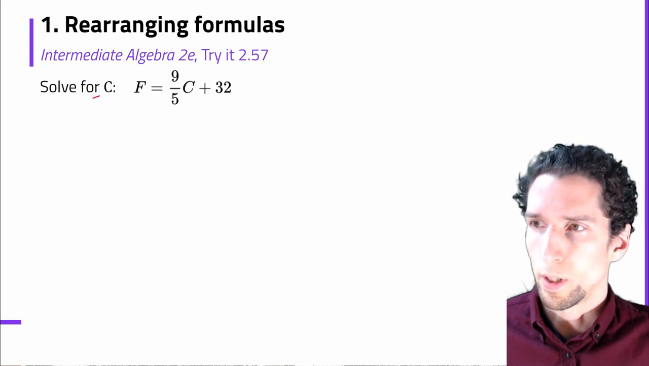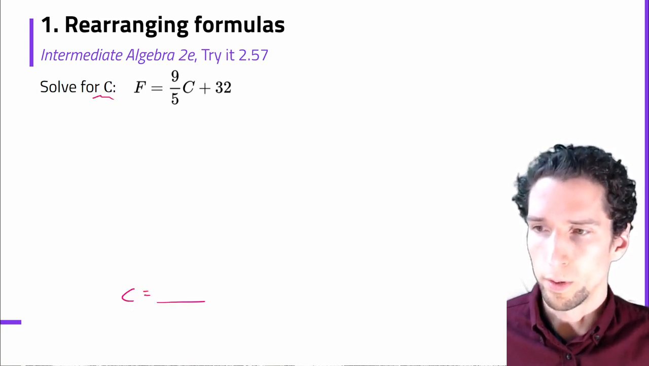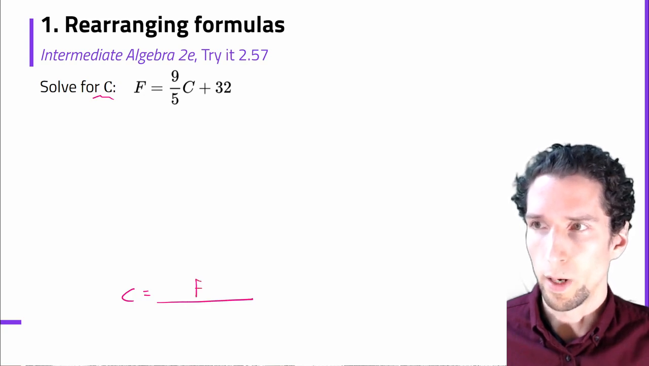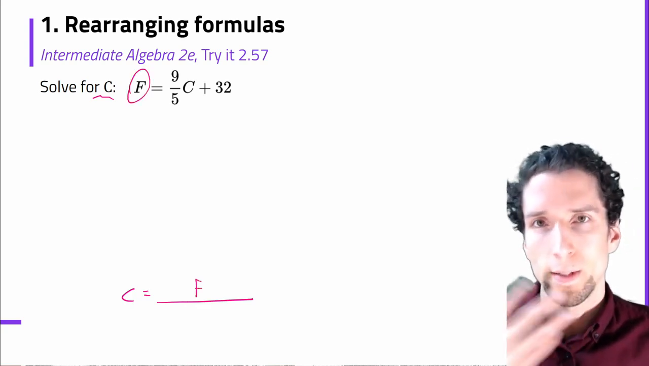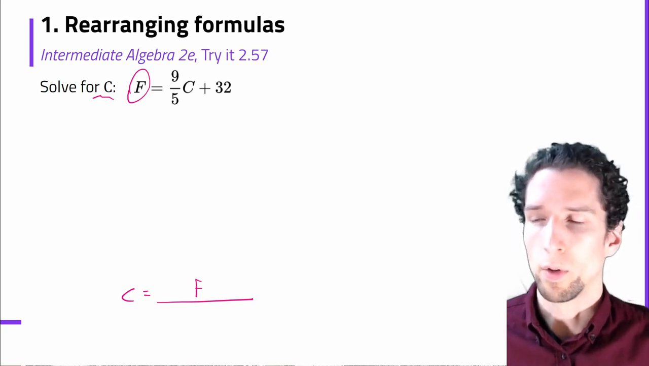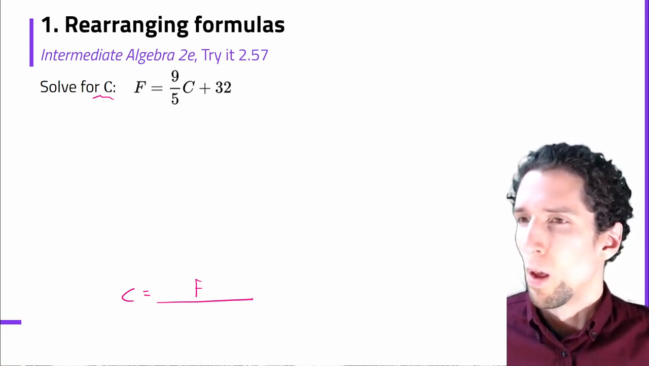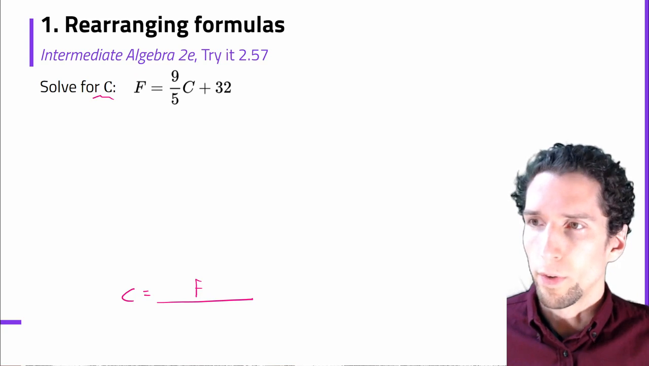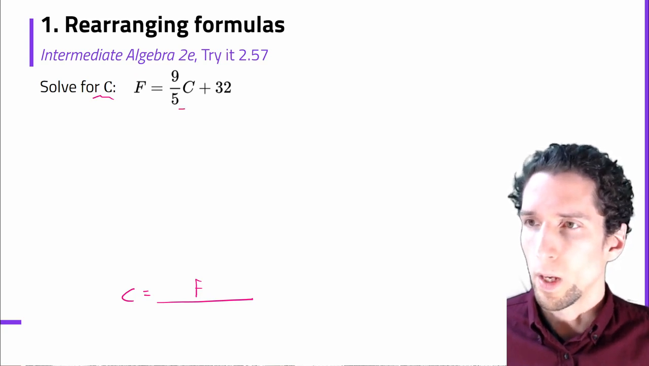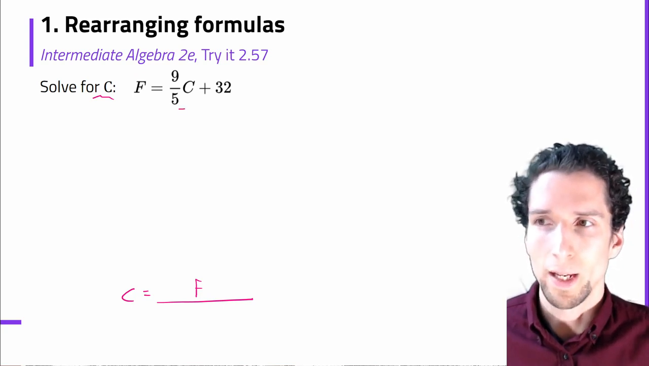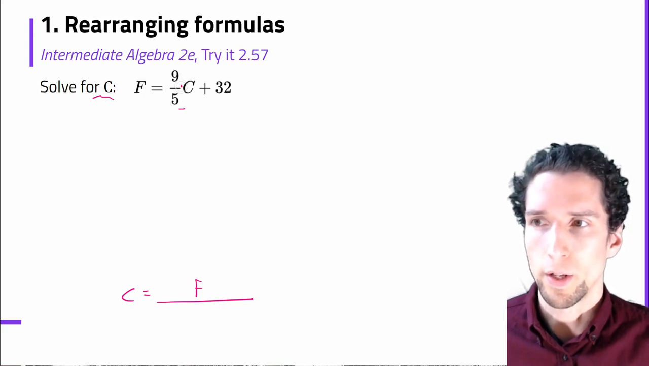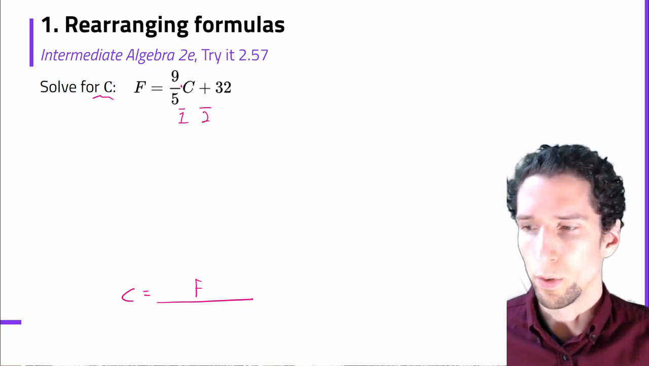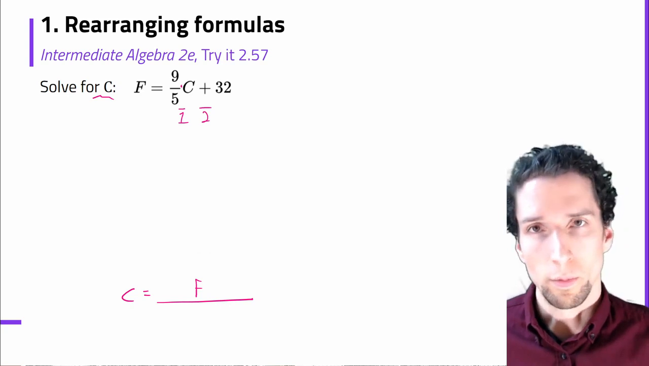So we want to solve for c. So we want c isolated, c equals something, and we know there will be an f because we can't get rid of that f. We don't know a number for it. All right, so the first operation we have is this 9/5 times c, this little multiplication here. That's operation number 1. And then after we are adding 32, so that's operation number 2. So we're going to go in the reverse order.